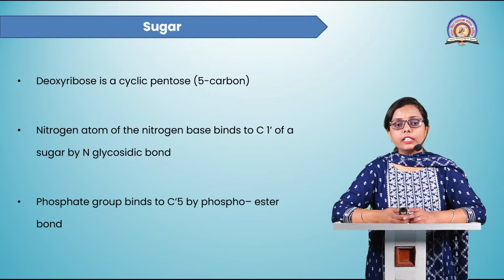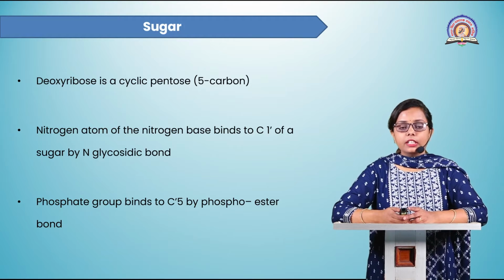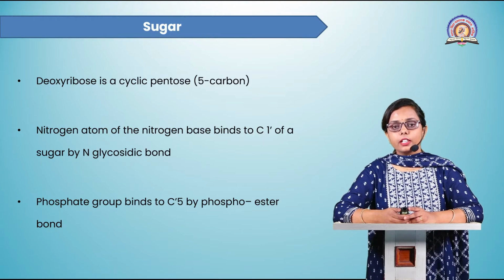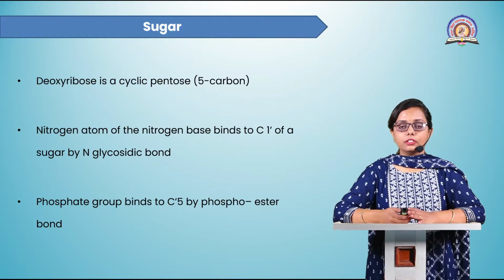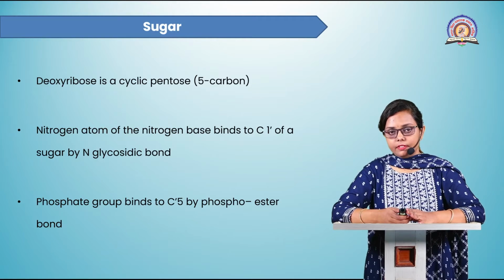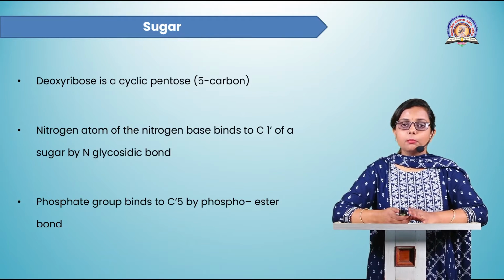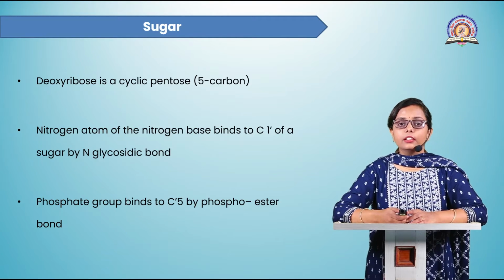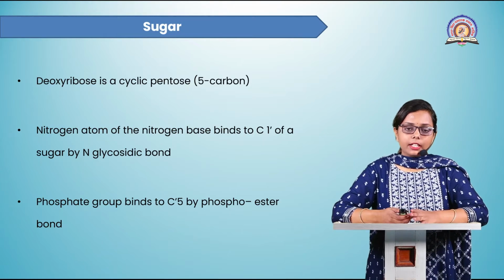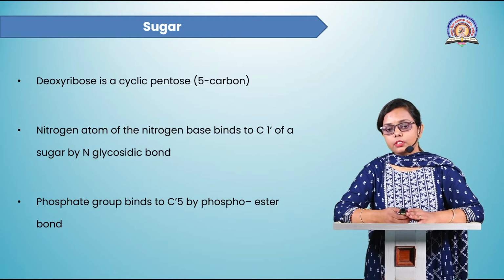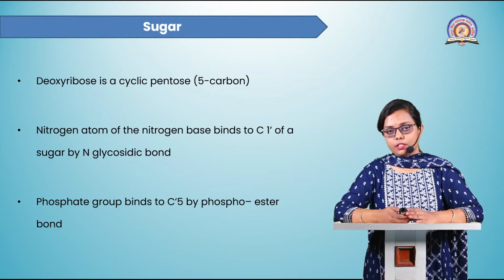The sugar of DNA is deoxyribose sugar. It is a cyclic pentose having 5 carbons. These 5 carbons are denoted as carbon first, second, third, fourth and fifth. The nitrogen atom of the nitrogen base binds to the first carbon of the sugar by a glycosidic bond, and the phosphate group binds to the fifth carbon by a phosphoester bond.